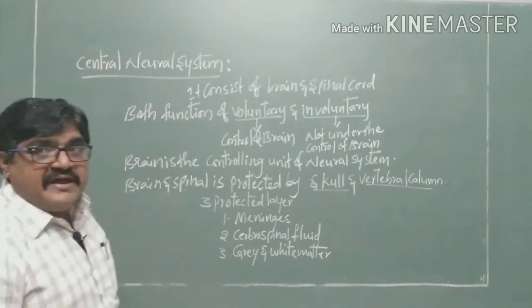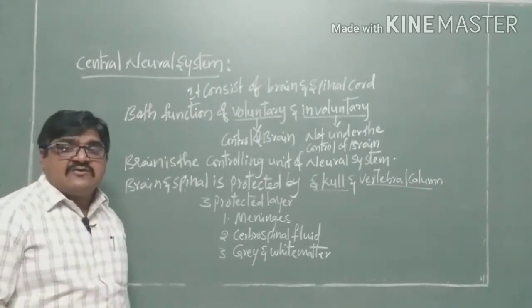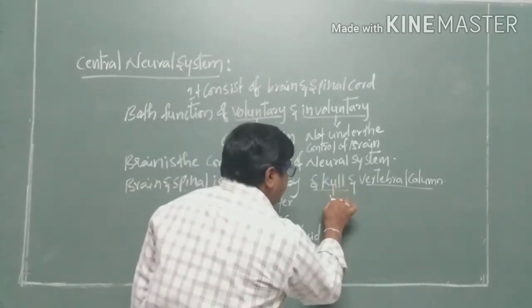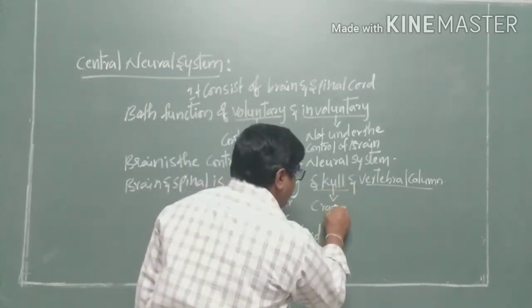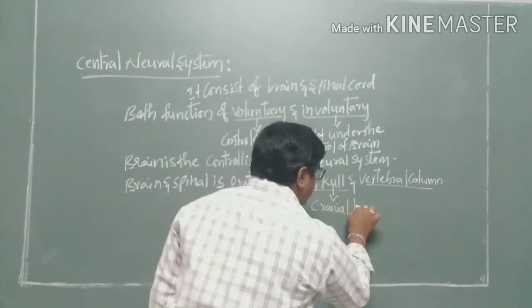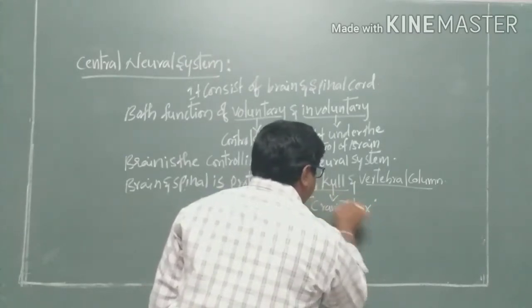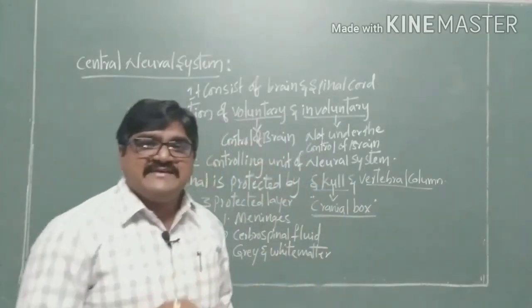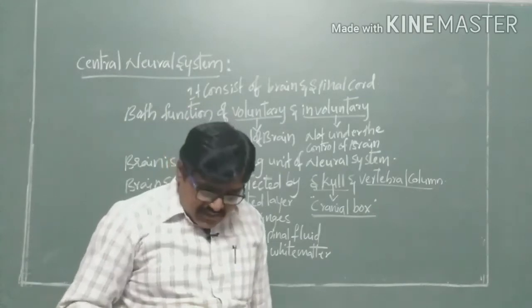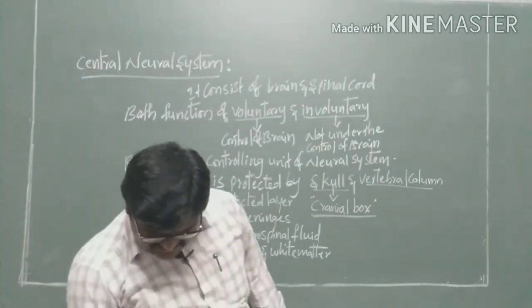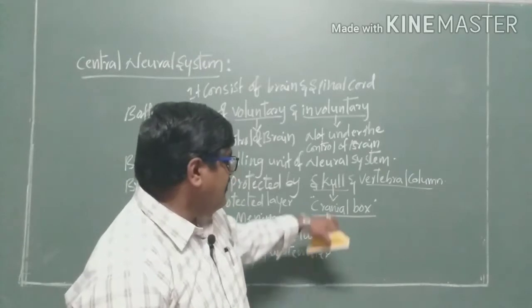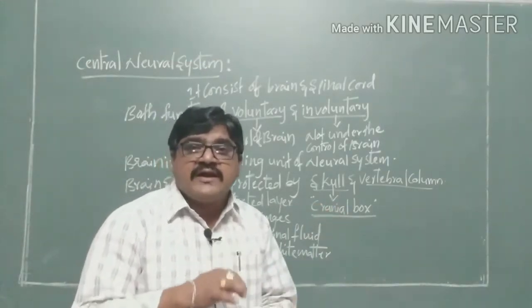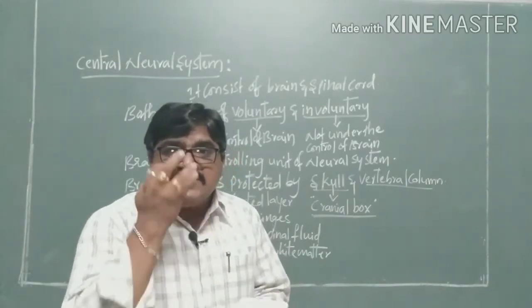So here the brain is protected by the skull. That skull is called the cranial box. It is made up of a specialized box-like structure, which we can call the cranial box. So the brain is protected by a specialized box that is called the cranial box, or the skull.